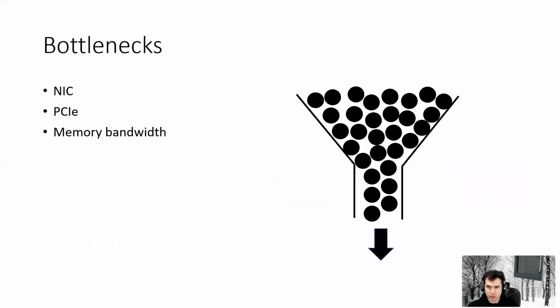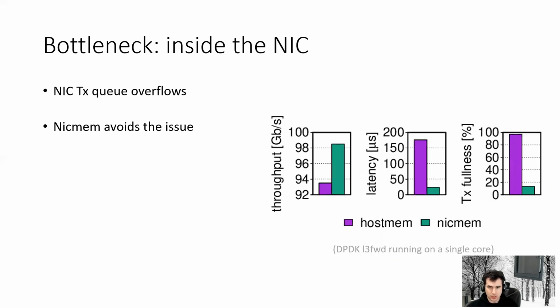So we mentioned the costs associated with data movers, but are these issues real? Do they happen in practice, or is it possible it's just theoretical? The next few slides will show a bottleneck in the NIC, in PCIe, and in memory bandwidth experienced by network function applications. Let's start with a NIC bottleneck.